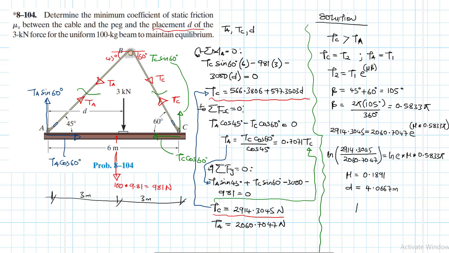Alright, so finally we have mu minimum, which is equal to 0.1891. And we have D, which is just equal to 4, right? Okay, I'll write the whole lot of it: 4.0667, but this is just 4 meters. Okay, I think this is about it.